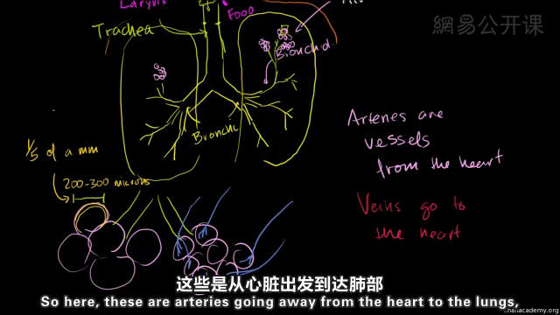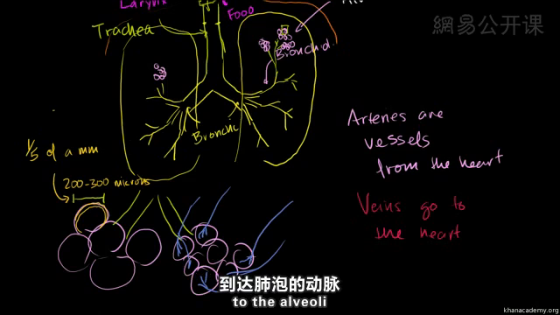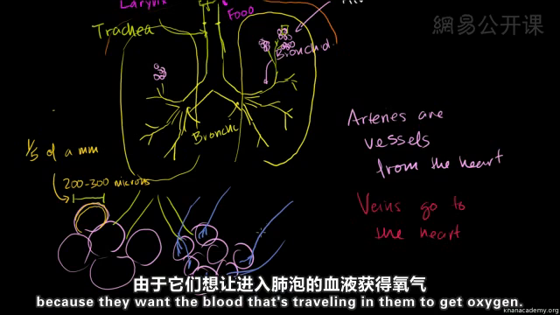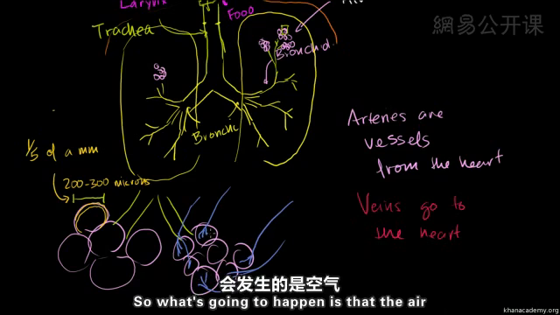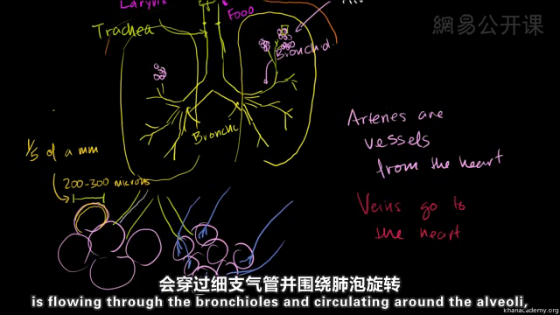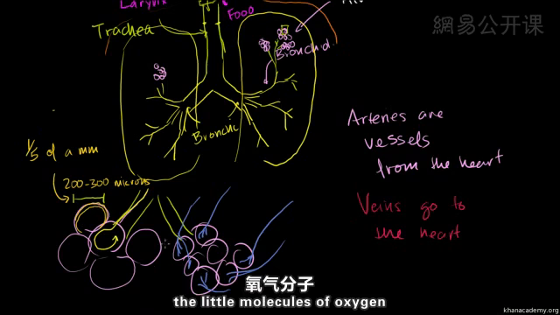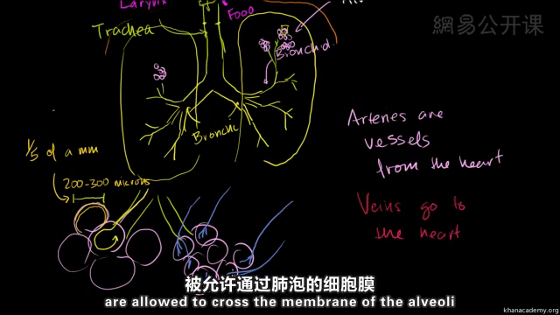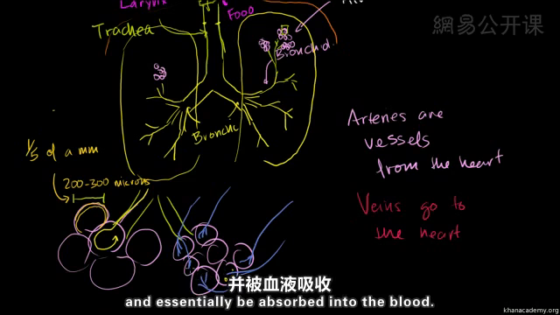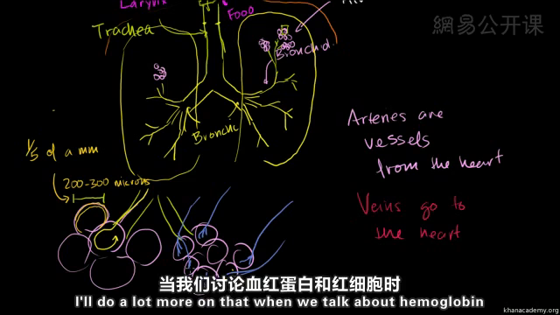So here, these are arteries. These are arteries going away from the heart to the lungs, to the alveoli, because they want the blood that's traveling in them to get oxygen. So what's going to happen is that the oxygen is flowing through the bronchioles and circulating around the alveoli, filling the alveoli. And as they fill the alveoli, the little molecules of oxygen are allowed to cross the membrane of the alveoli and essentially be absorbed into the blood. I'll do a lot more on that when we talk about hemoglobin and red blood cells.